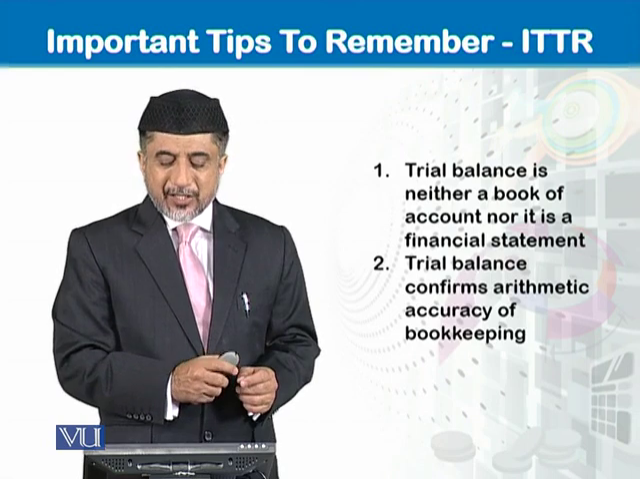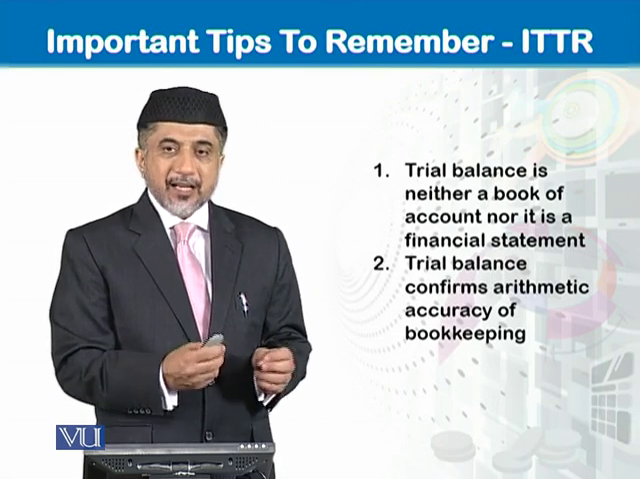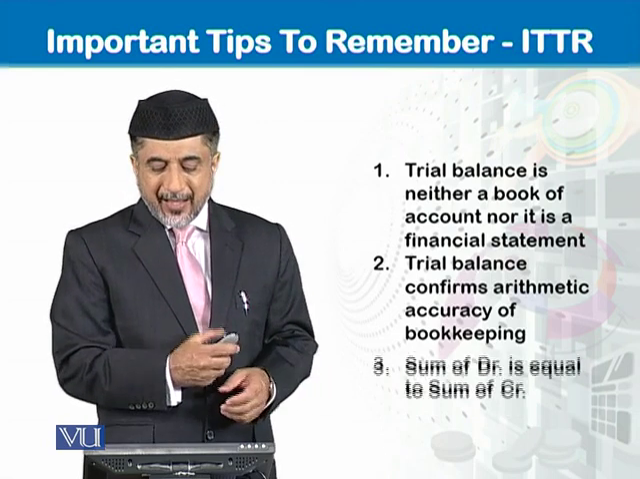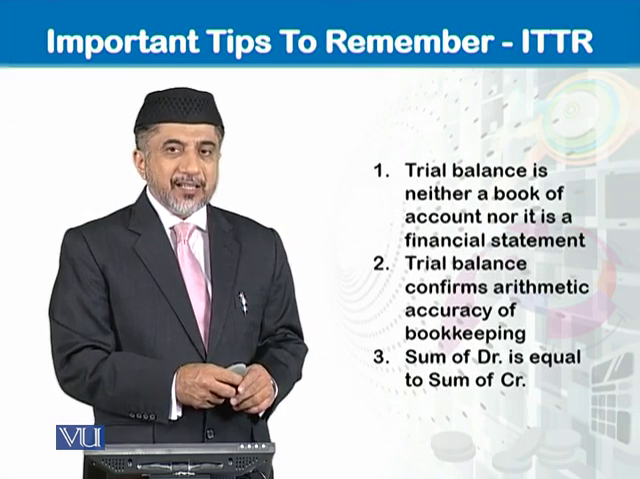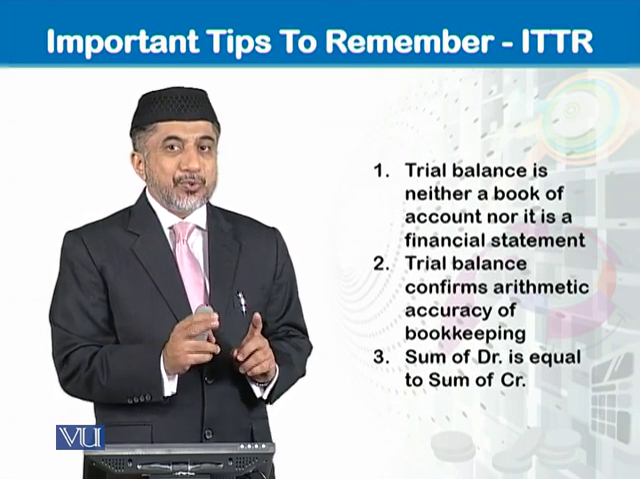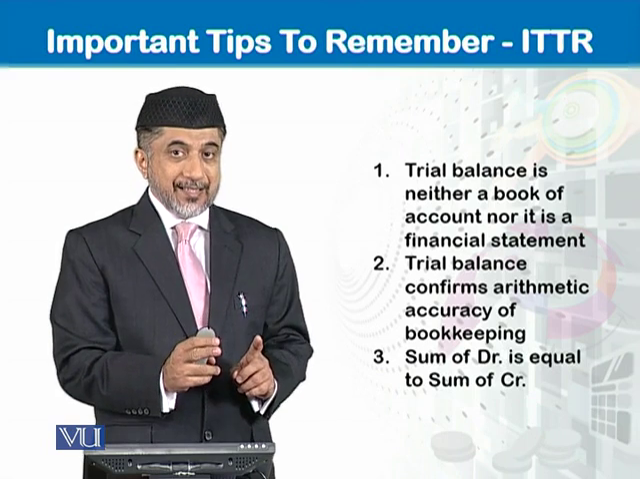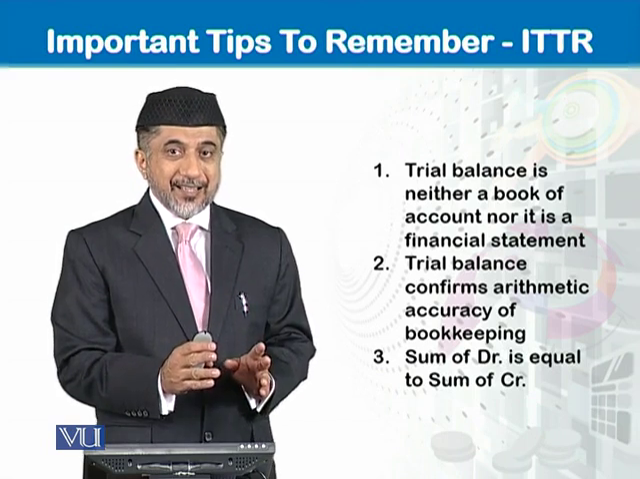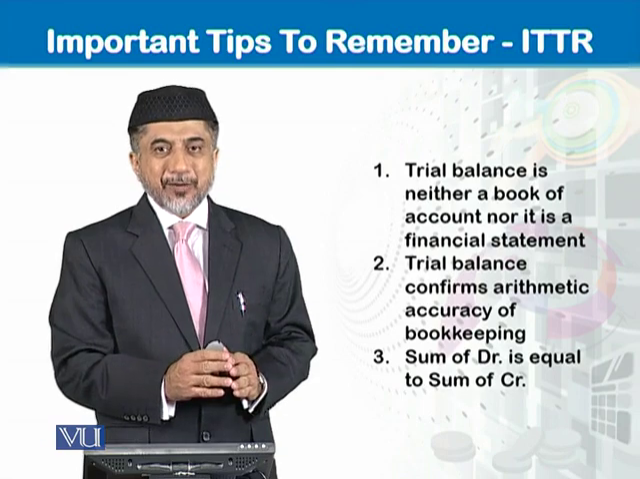And the second thing is trial balance confirms our arithmetic accuracy. And sum of debit is always equal to sum of credit. It shows us the arithmetic accuracy of our bookkeeping.